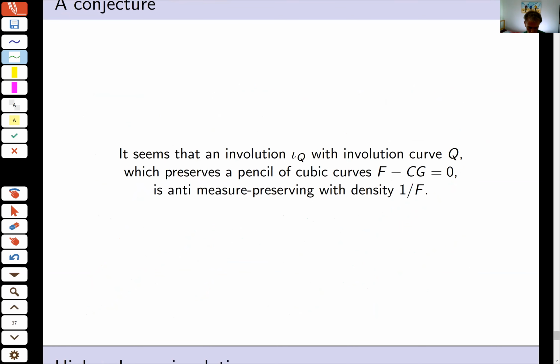Last, some open problems. Conjecture: I'm claiming that the involution IQ, with the involution curve Q that preserves a pencil of cubic curves, is anti-measure preserving with density 1 on F. This is the case for every single involution that I have created, but I don't know how to prove it. So some work to do here.